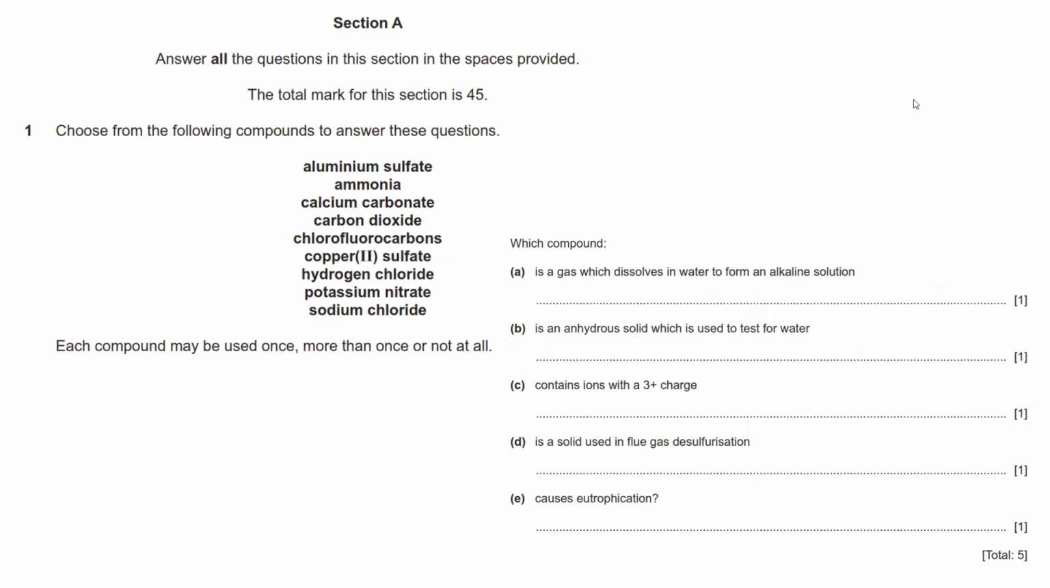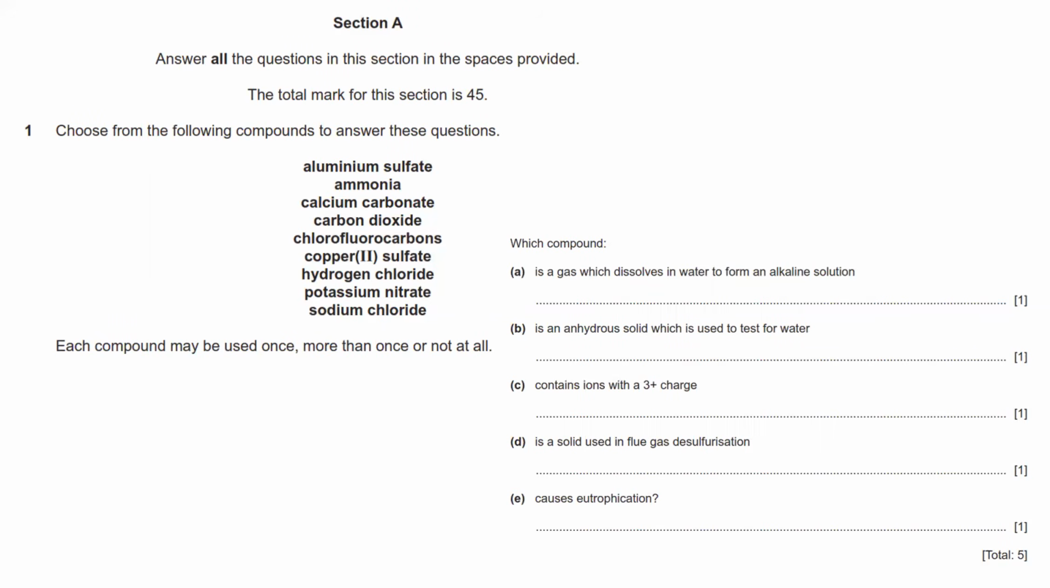Section A. Answer all the questions in this section in the spaces provided. The total marks for this section is 45. So question number 1. Choose from the following compounds to answer these questions. Each compound may be used once, more than once, or not at all. The compounds given to us are aluminum sulfate, ammonia, calcium carbonate, carbon dioxide, chlorofluorocarbons, copper 2 sulfate, hydrogen chloride, potassium nitrate, sodium chloride.